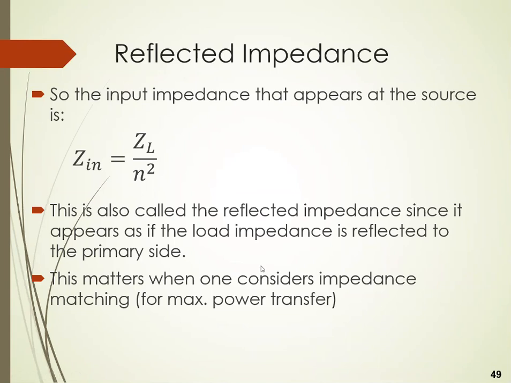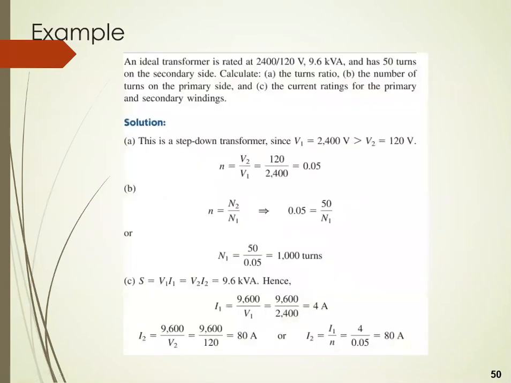Again, the input impedance that shows at the source is equal to the load impedance divided by the square of the turns ratio. This is important because when you look at matching the impedances, you get maximum power transfer. So let's look at one example here.